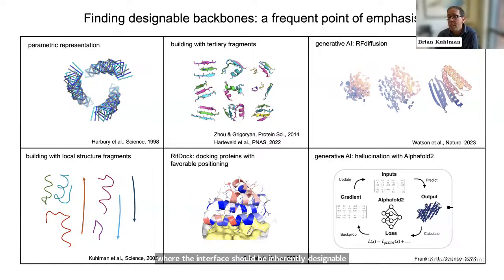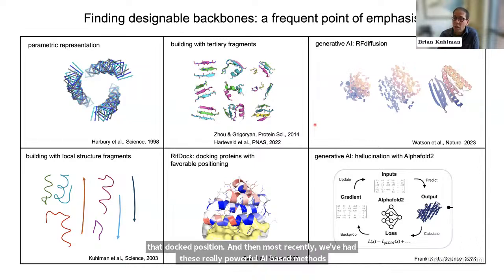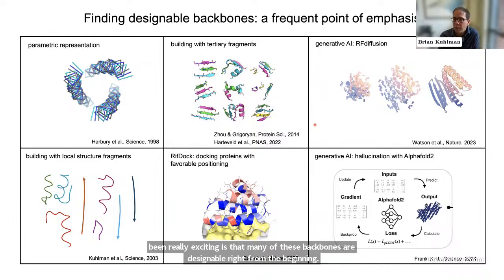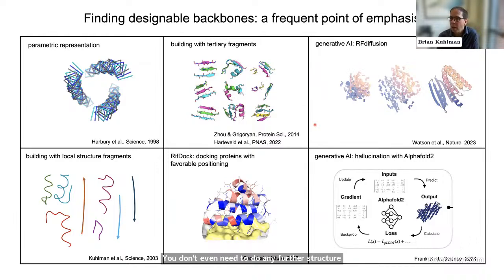And then most recently, we've had these really powerful AI-based methods that have been developed, such as RFdiffusion, which can create protein backbones that are significantly larger than we could do with the previous methods. And what's been really exciting is that many of these backbones are designable right from the beginning. You don't even need to do any further structure refinement to come up with sequences that will fold into those structures.